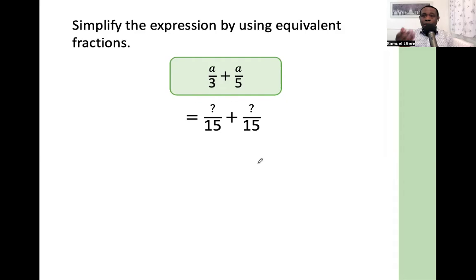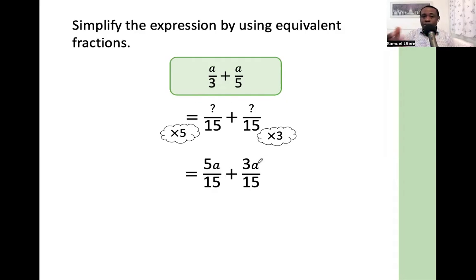Okay? So we know that the lowest common multiple of 3 and 5 is 15. Now, how did we make 3 become 15? We multiply by 5. Remember, whatever you do to the denominator, you have to do to the numerator. So we multiply the a in the numerator of a over 3 by 5, and we multiply 5 by 3 to make it 15. We have to do the same to the other numerator. So what seemed difficult now becomes really easy.